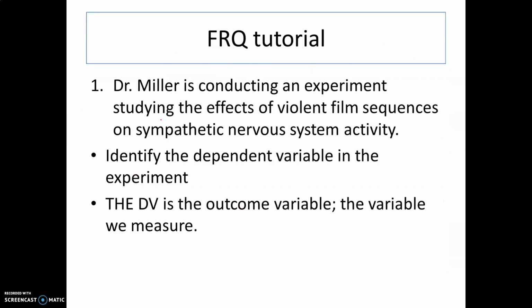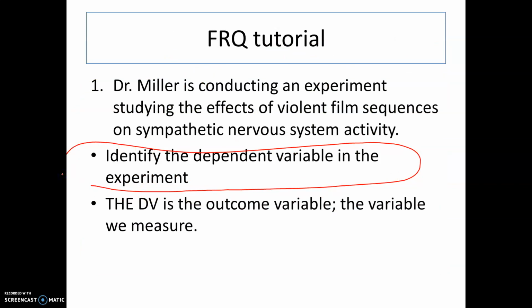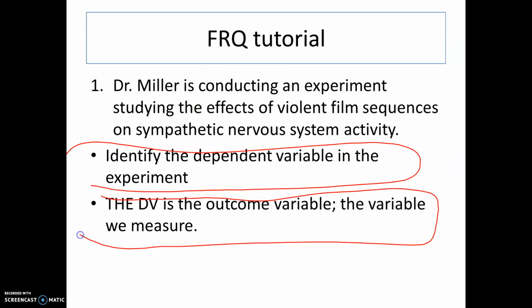Okay, now we're going to talk about the dependent variable. Remember that the dependent variable is the outcome variable. It's a variable we measure. So in your head, you've got to think about, we've got two variables. We've got violent film sequences, right? The presence or absence of them. And we've got sympathetic nervous system activity.